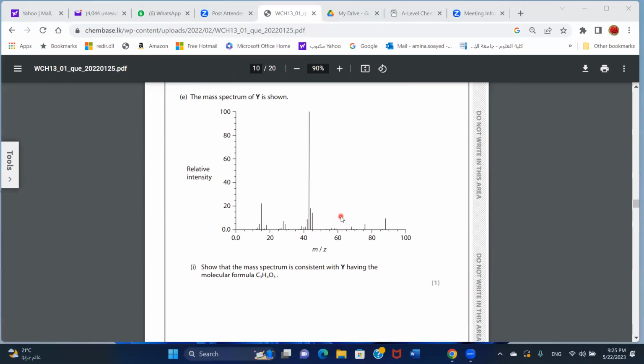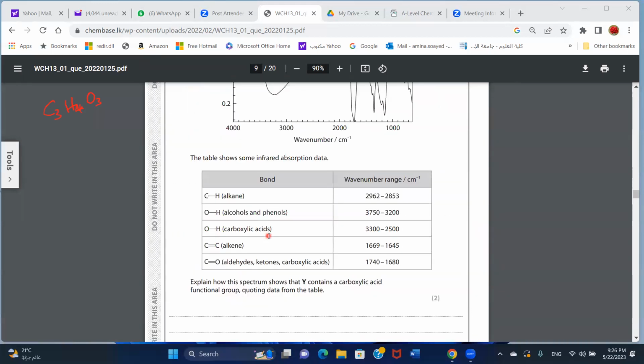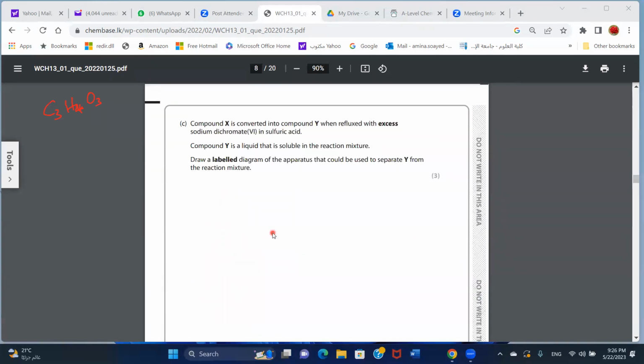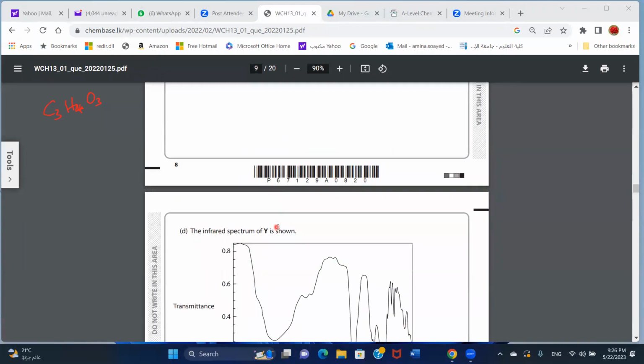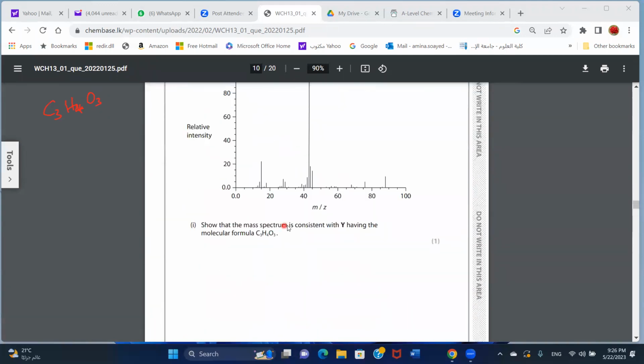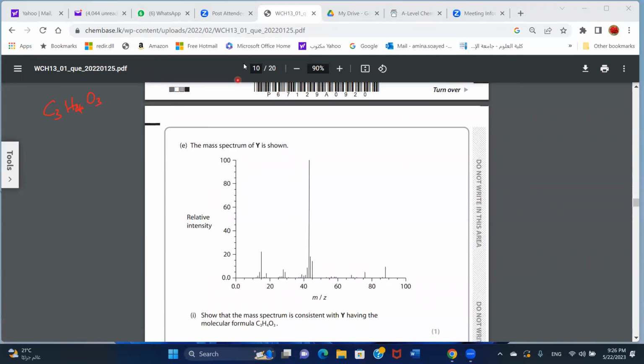We know that it has C3H4O3, and we know that one of the functional groups is a carboxylic group, and the other is what? Is it 2 carbons and 1 oxygen and 3 hydrogens? What did you say? 2 carbons and 3 hydrogens and 1 oxygen.